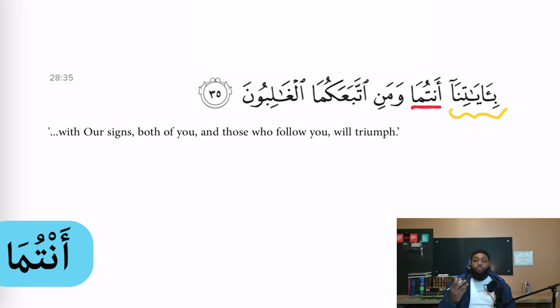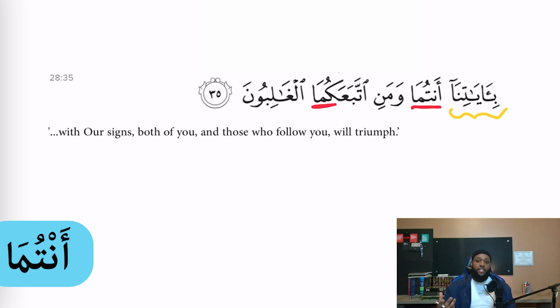You two, meaning Moses and Aaron, Musa and Harun, alayhima as-salatu was-salam. See how that works? Upon both of them be peace. Alayhima as-salatu was-salam. Waman, and those who ittaba'a, follow. Kuma, right? And this is antuma in its attached form. Kuma, right? And those who follow you both. Al-ghalibun, they will triumph.